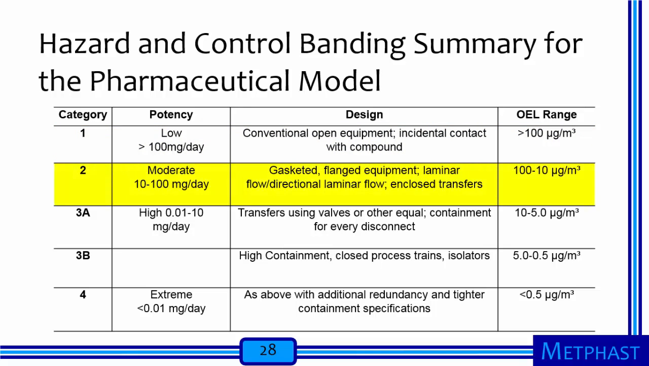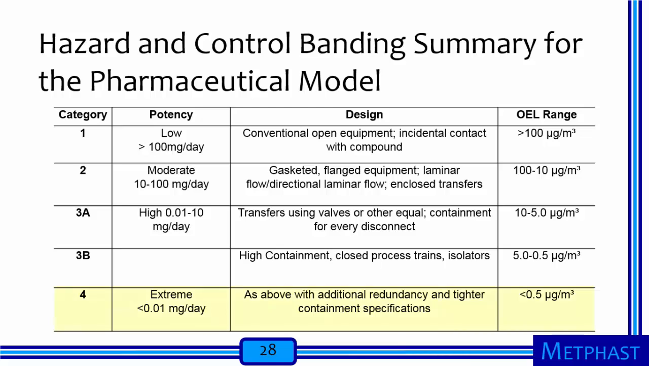Category 2 is for moderate potency substances, where 10 to 100 milligrams a day dose is acceptable. An occupational exposure band of 100 to 10 micrograms per cubic meter is proposed, and the exposure control includes gasketed and flanged equipment, laminar flow, directional laminar flow, and enclosed transfers. As the potency of the compound increases, the exposure bands become lower and the level of control increases.